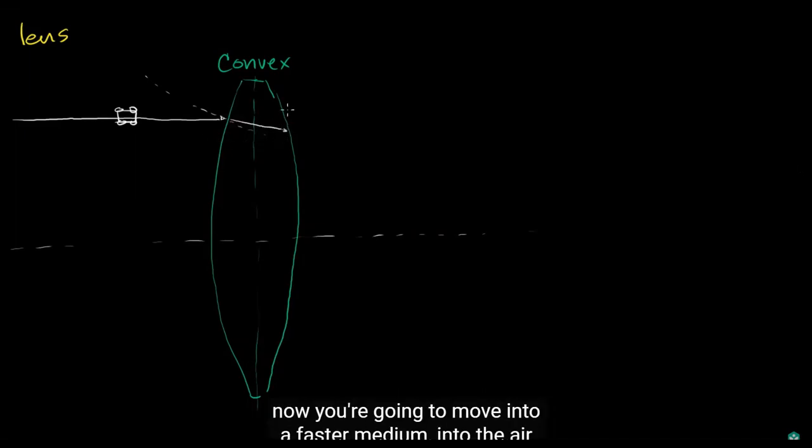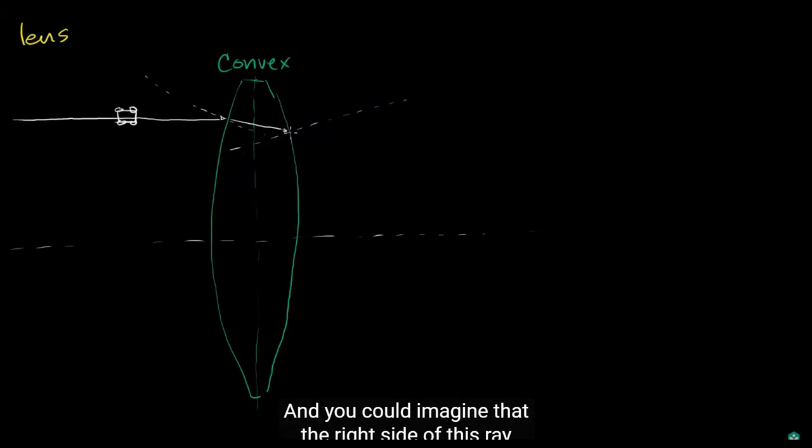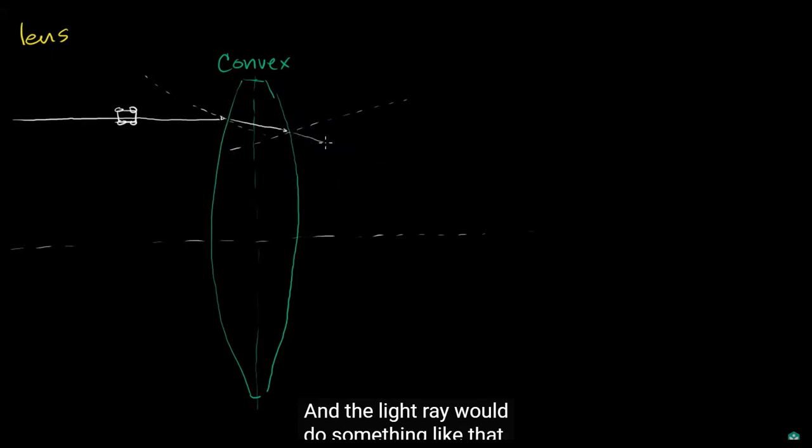And then once you get to this interface, now you're going to move into a faster medium, into the air again. Let me draw a perpendicular over here. And you can imagine that the left side of this ray is going to come out first. And since the left side of this ray, or the top tires, are going to come out first, they're going to be able to travel faster. And so you'll be deflected even more downwards. So it will look something like this, and the light ray would do something like that.